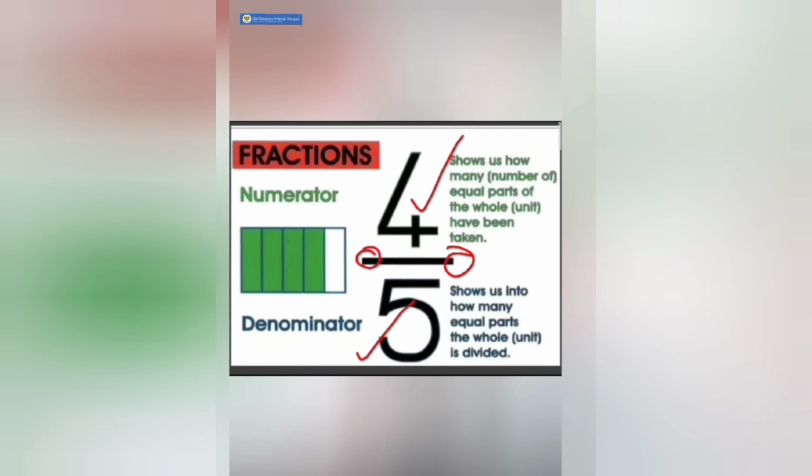For example, in this figure, 1, 2, 3, 4, 5 are the total parts of a whole. And out of 5, how many are green? 1, 2, 3, 4. So out of 5, 4 are green. So 5 shows the total number of parts and 4 shows how many parts have been taken out of the total parts. So the first number is called the numerator and the number below the bar is called the denominator.